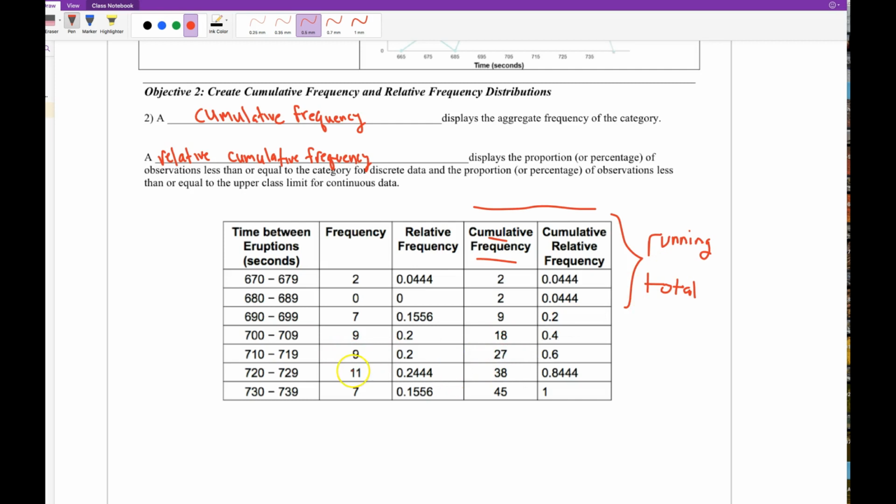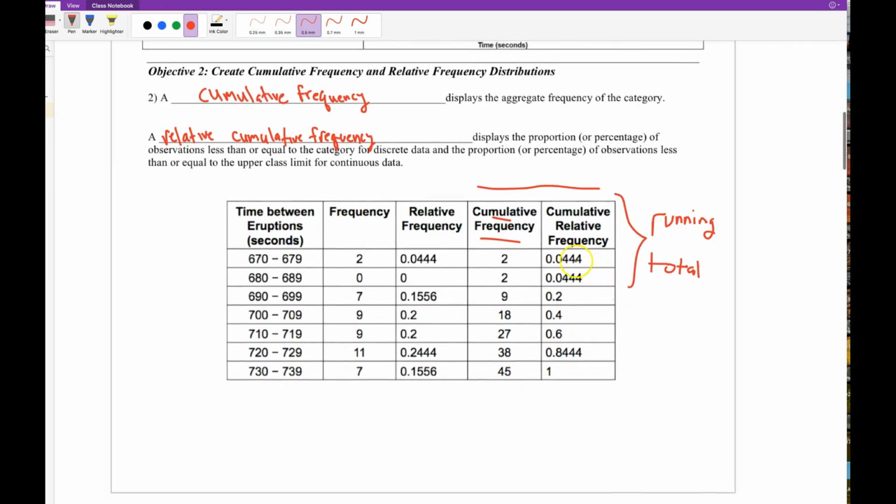It's like a running total. 11 is 38, 7 is 45. And so then you have that here. You can see these are your percentages, right? This number here comes out of 2 divided by 45, and that equals 0.0444. That's where you're getting those. Again, those are percentages, 2 out of the total amount, which is 45.